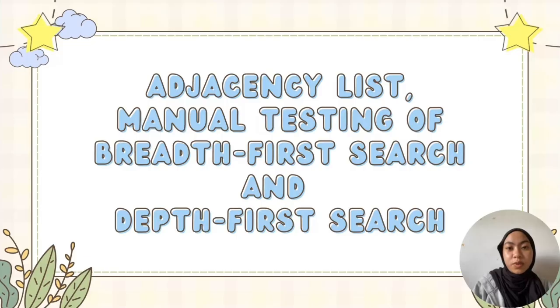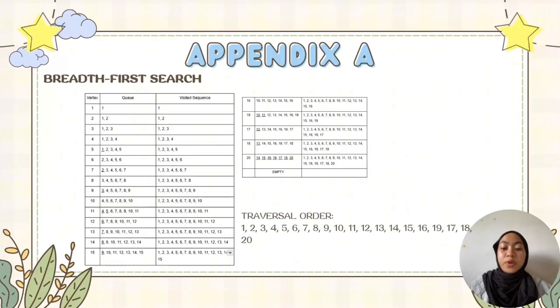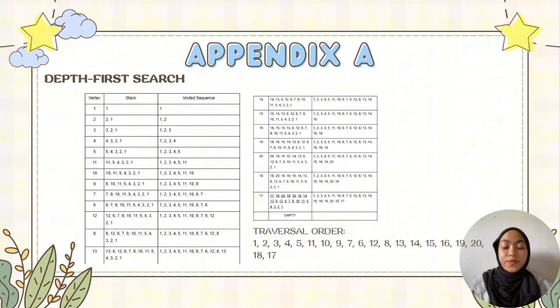My name is Ines Umaira binti Ismail and my metric number is 306359. I want to present the adjacency list manual testing of breadth-first search and depth-first search for Appendix A. In the adjacency list, node 1 is connected with 2, 3, 4, 5 and the others are listed. For BFS, the process of traversal is shown and the traversal order is listed out in the slide. For DFS, the traversal process is shown and the traversal order is listed out.